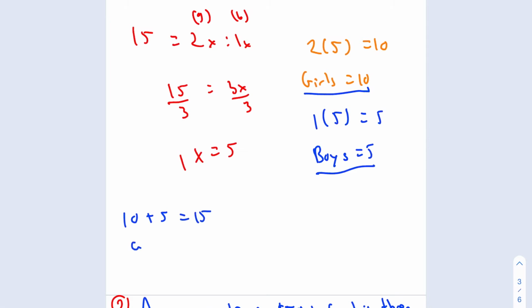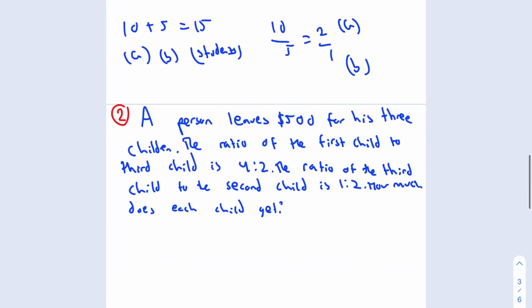And then also, you can set them up like a proportion. It's equal to 2 over 1, and that's girls to boys. And this is the same as writing there's twice as many girls as boys. Okay, so the next question.